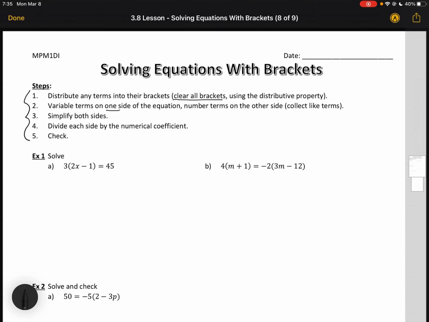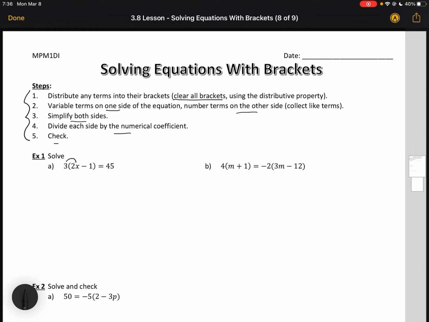Then you're going to move the variable terms on one side of the equation and the number terms on the other side. Then we're going to simplify both sides, and finally we'll divide each side by the numerical coefficient. And then you can always check your answer to see if you're on the right track.